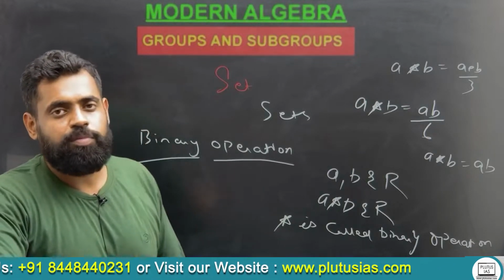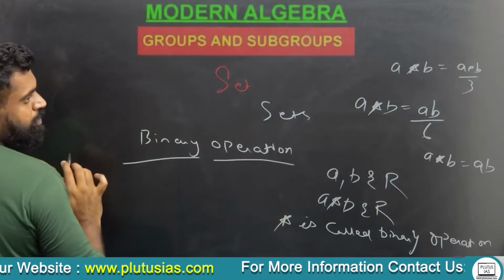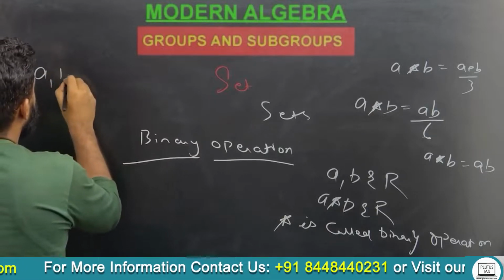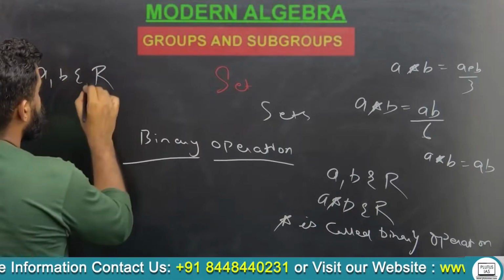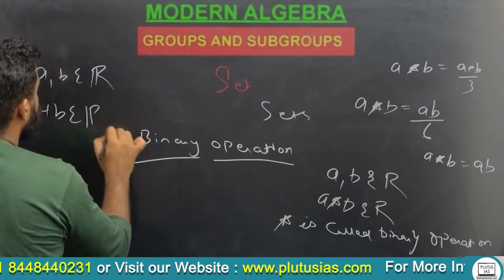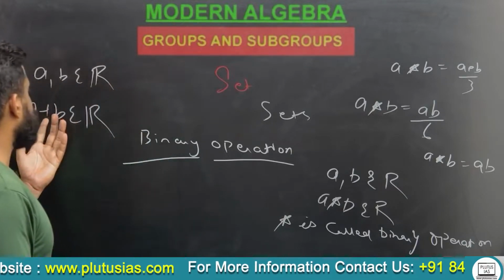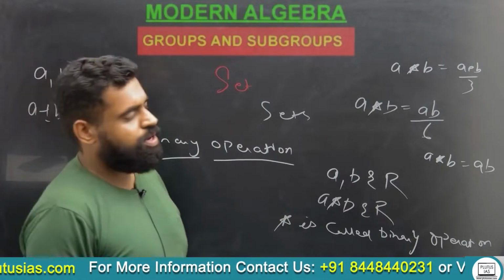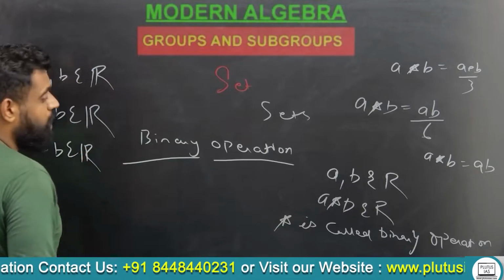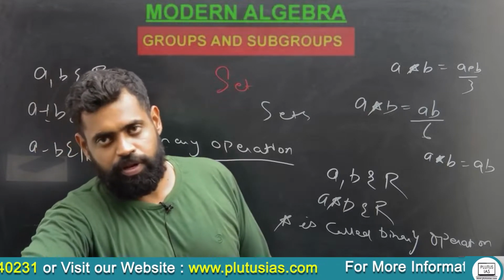What could be examples of these operations? We can take the operation of addition in the real numbers. If a, b belong to the real numbers, then a plus b also belongs to the real numbers. So this is a binary operation in real numbers. Addition is a binary operation on real numbers. We would also say that a minus b also belongs to real numbers. So these are binary. There could be examples which are not binary operations.